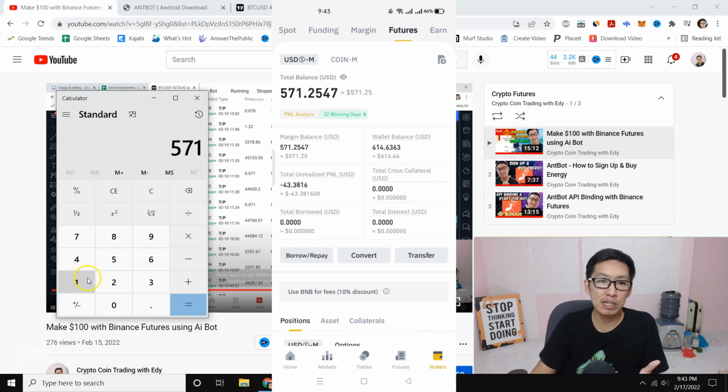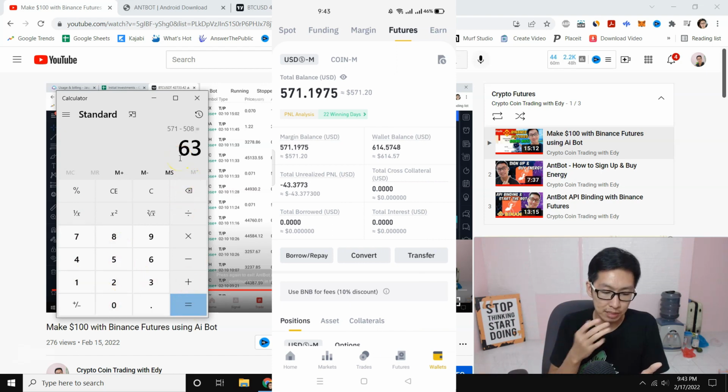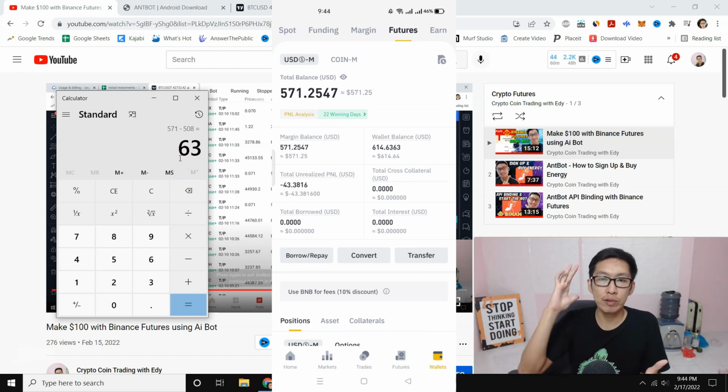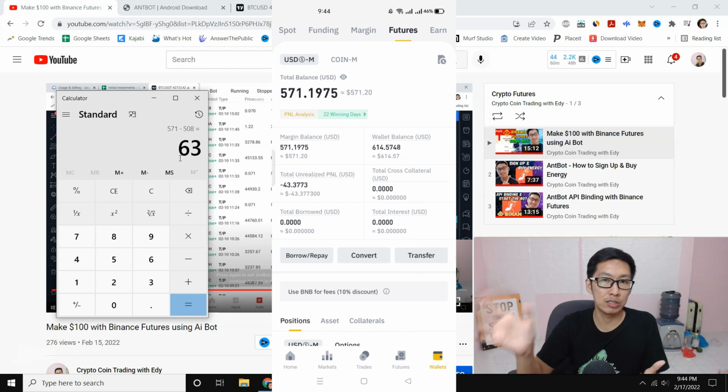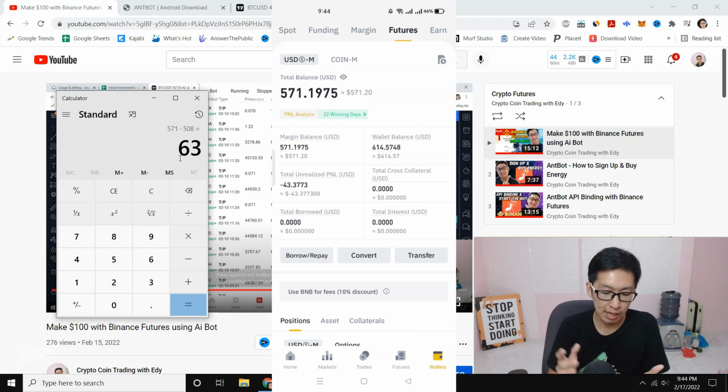If I have to cut loss everything, 571 minus 50. Okay, $63 using the bot in the last 22 days. But of course I'm not gonna cut loss. If you wanna stop it, you can just modify the bot, change to single. Once it takes profit, it will stop trading. That's how you can stop trading.